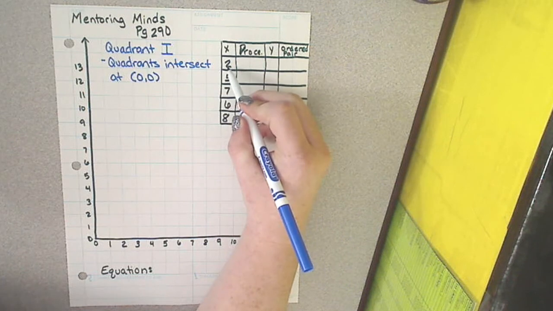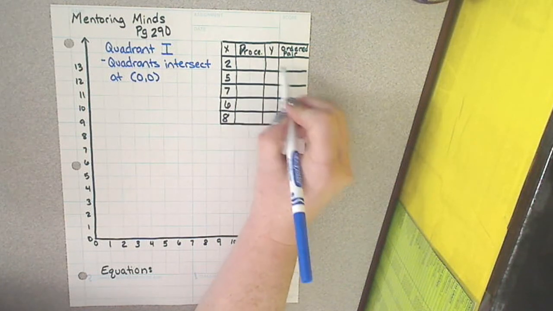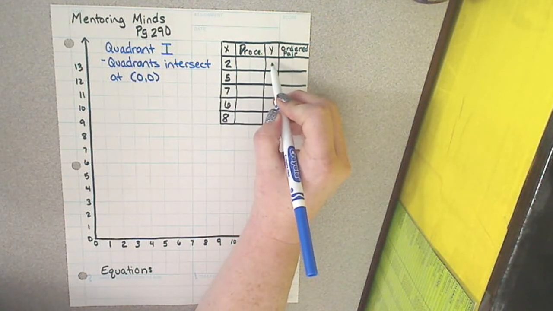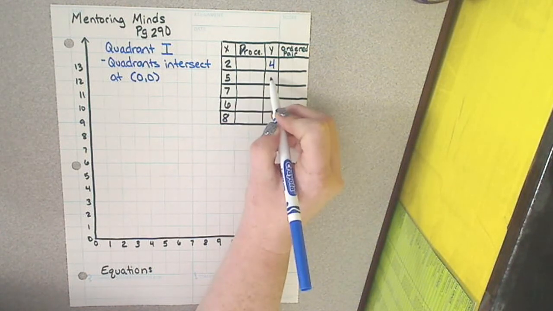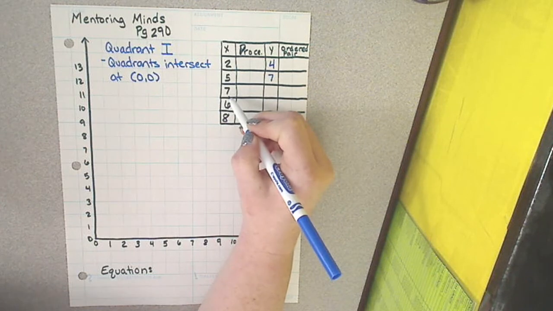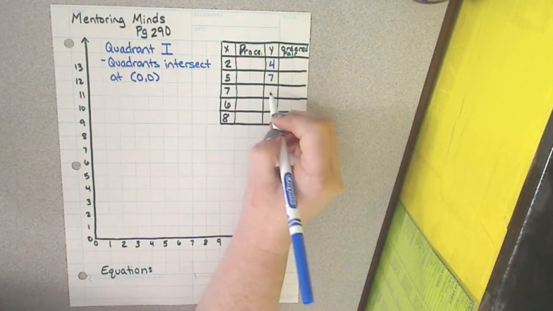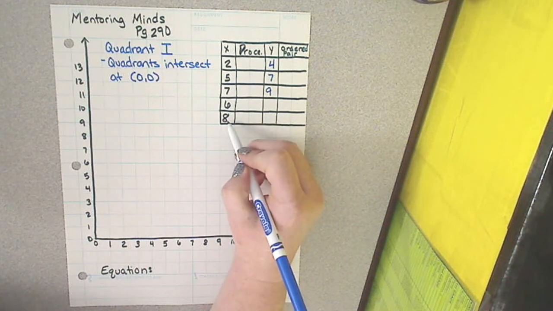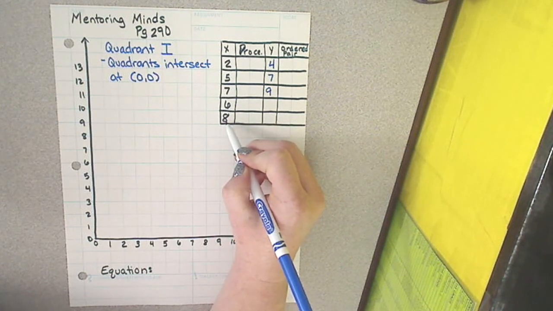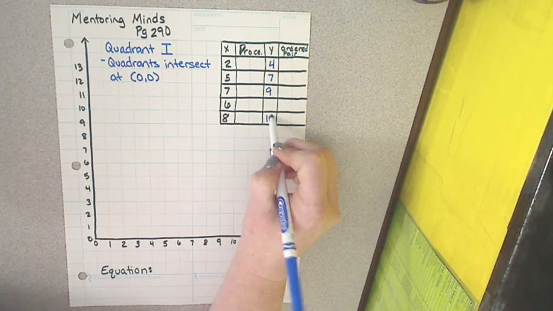So they tell us that when x is 2, y is 4. That when x is 5, y is 7. When x is 7, y is 9. Now I'm skipping 6 because I added 6. We'll take a look at that here in a minute. And when x is 8, y is 10.